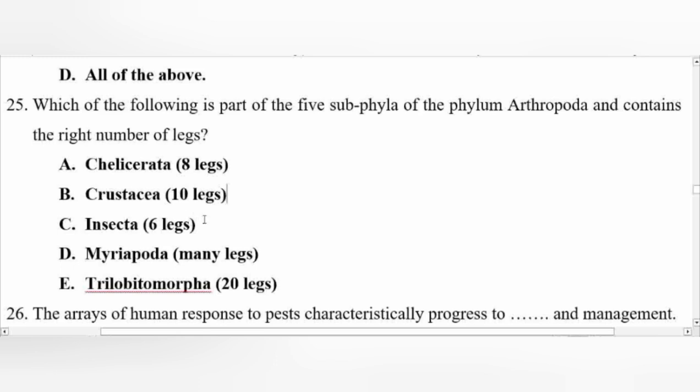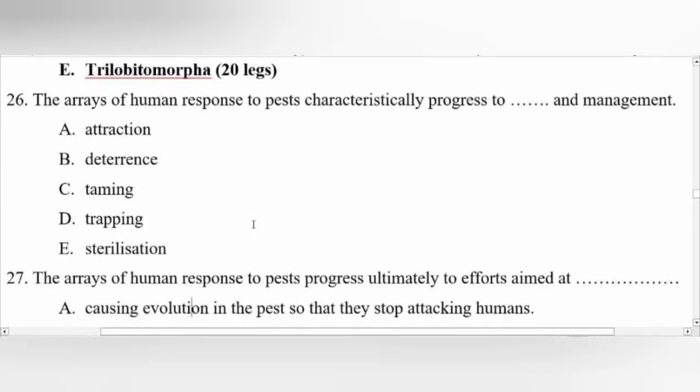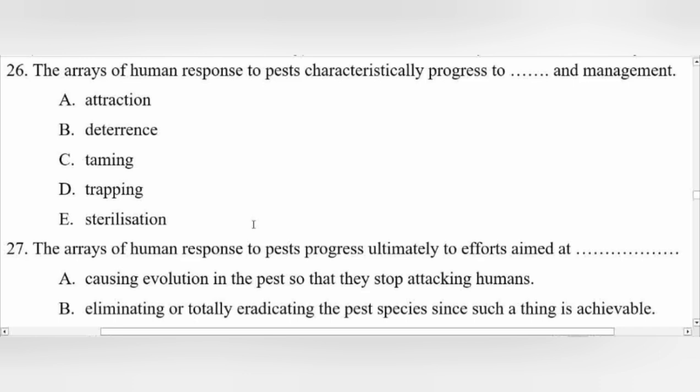Most insects have 6 legs, but some insects really don't have legs. Some are legless, and some are also wingless. But whatever the case is, we have a lot of insects with 6 legs. The ones that have legs have 6. Now, question number 26. The stages of human response to pests characteristically progress to what and management? Okay.